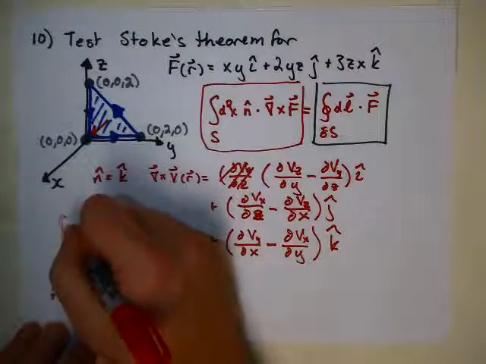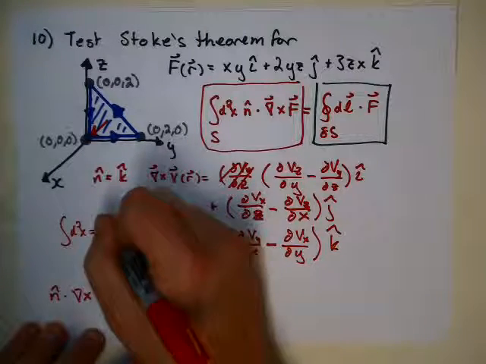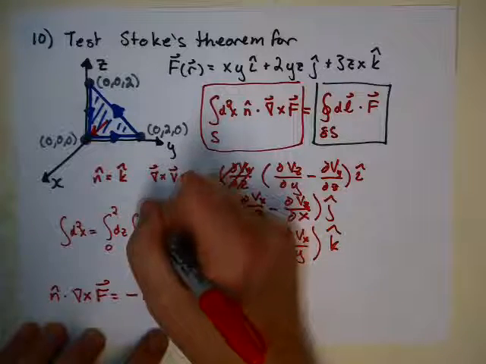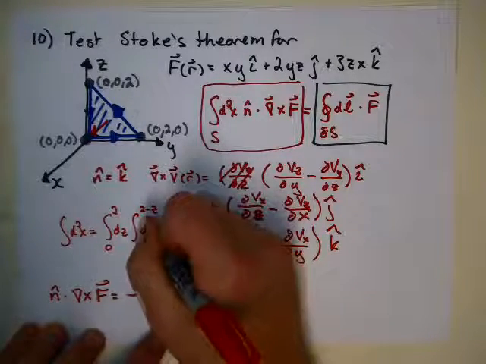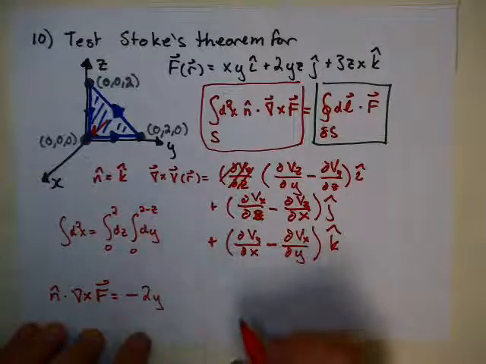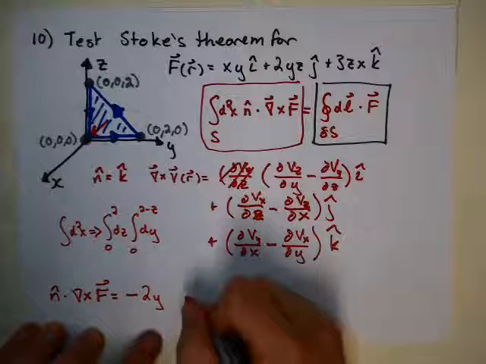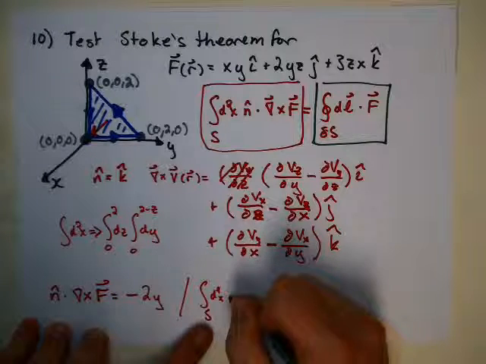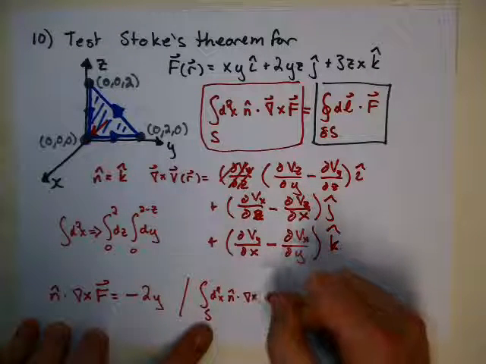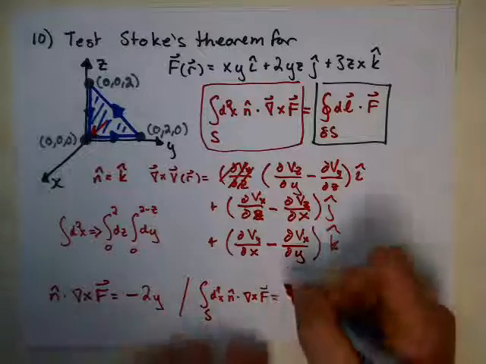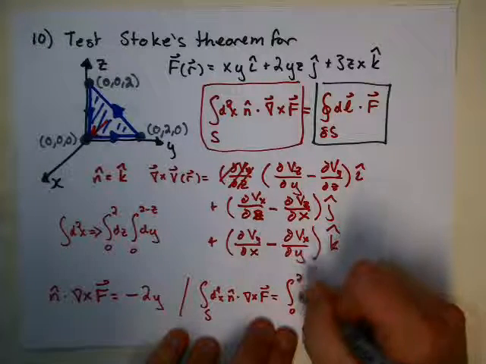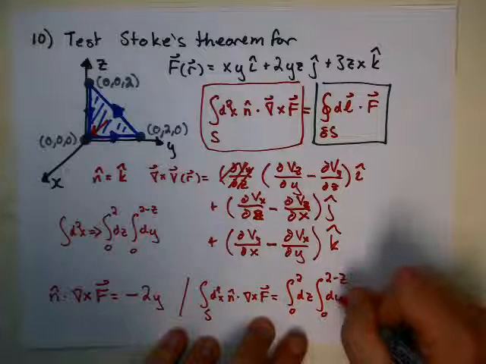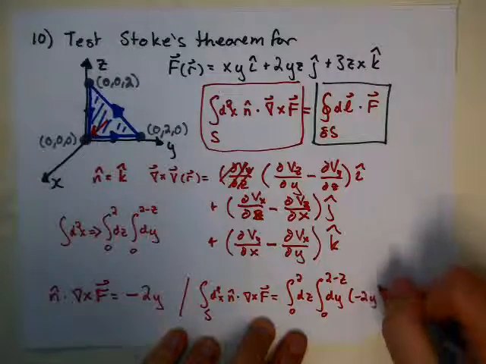Our area integral dA is going to be an integral from 0 to 2 of dz and an integral of 0 to 2 minus z dy. And so that's just what it's going to be. So on the left-hand side, the integral over S dA of n hat dot del cross f is going to be the integral from 0 to 2 dz, the integral from 0 to 2 minus z dy of minus 2y.